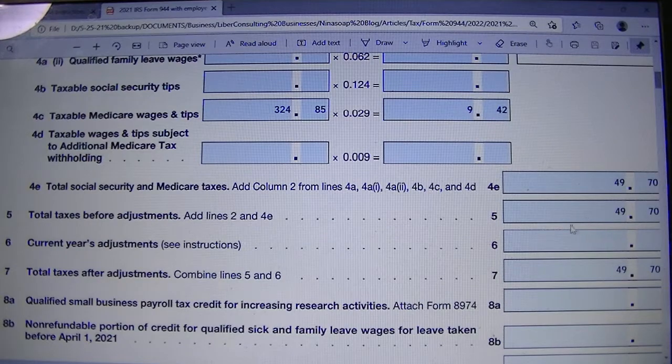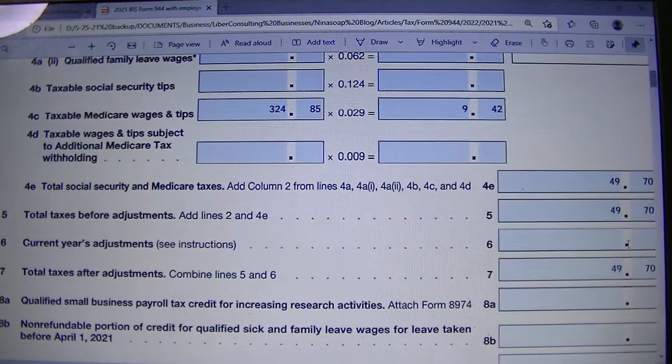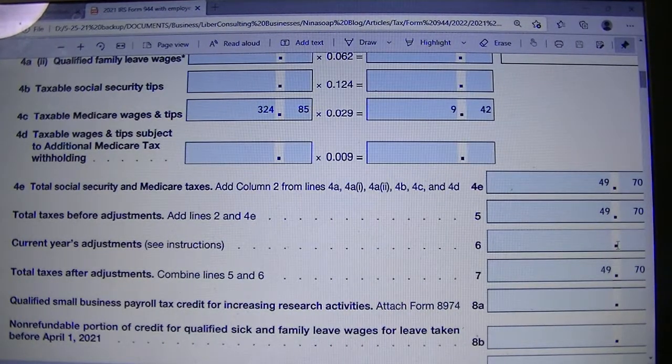In our case, we left it blank because our numbers don't have things ending with 33333 or 6666, for instance. So it's blank. And line 7 is total tax after adjustments. You will combine line 5 and line 6. So that will be $49.70 plus $0, and that will give us $49.70.